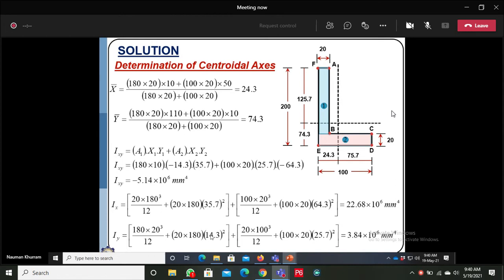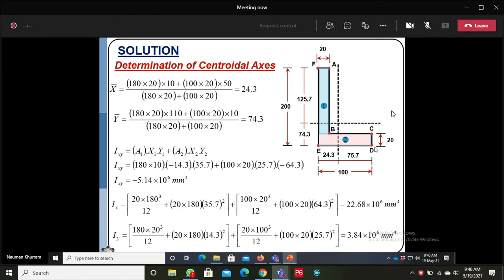Even though you are substituting this value as a negative, that is not going to affect the answer, because the square of a negative value will always give a positive answer. That's why the second moment of inertia is always positive. So even though you are putting the negative value, that is not going to change the answer.